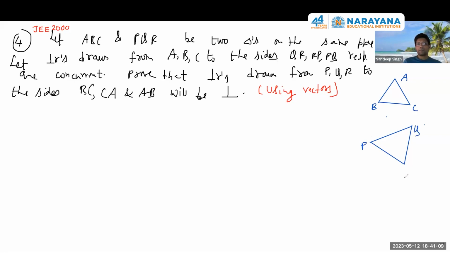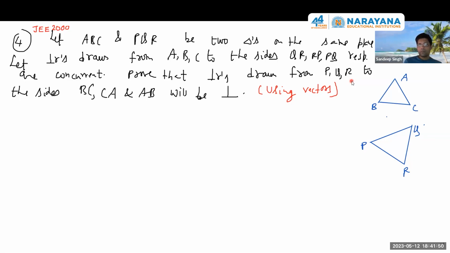PQR. So, the perpendicular from A to QR. Can you see this side QR? You can extend this also if you wish. Then you draw that line from A to QR. Then from B to PR, extend this PR and then draw the perpendicular from B to PR. And then from C to PQ. These three are concurrent. This is what is given in the problem. And what you have to prove is that the perpendiculars from PQR to the sides BC, CA, AB will be concurrent.